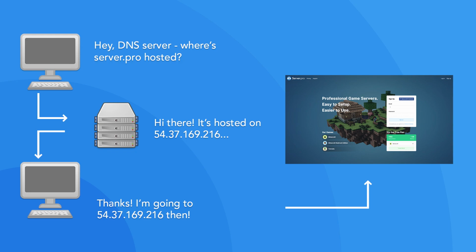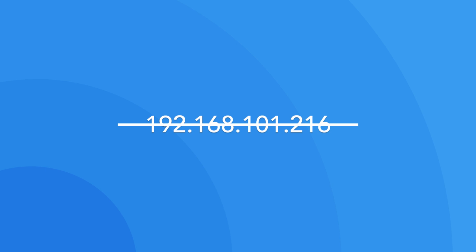Computers on the internet talk to each other using internet protocol addresses, or IP addresses for short. IP addresses identify where a computer is located and help to guide information travelling between computers. While it's easy for computers to communicate using long strings of numbers, it's not quite as easy for us humans. That's where DNS comes in.